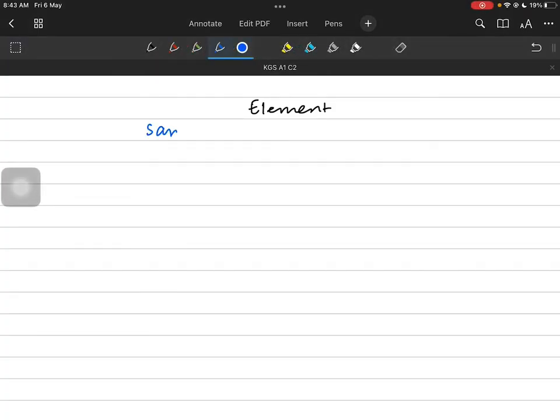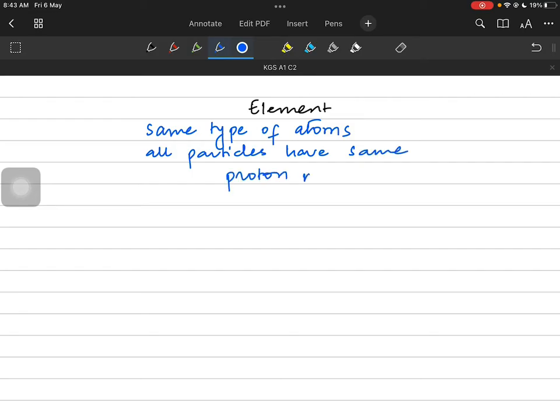Now, returning to elements, elements have the same kind of atoms. And the identity of an atom is the proton number. So all the atoms present in the element have the same proton number. All the atoms have exactly the same number of protons inside their nuclei. And this is what the identity of atoms is. Even the periodic table is based on the atomic number.